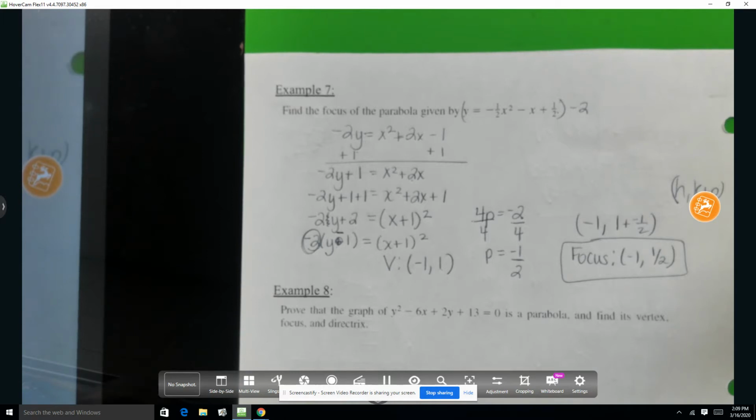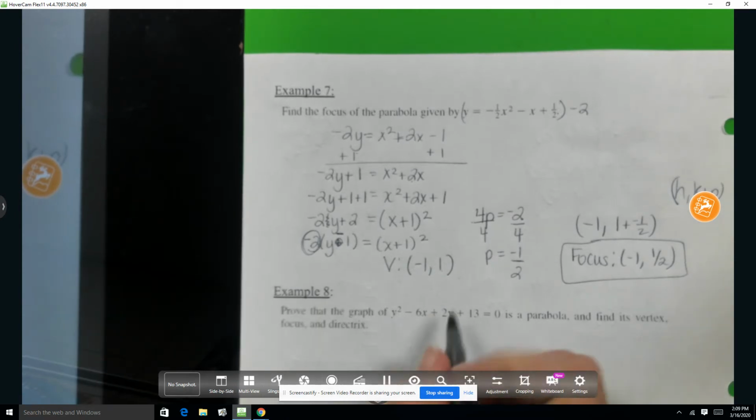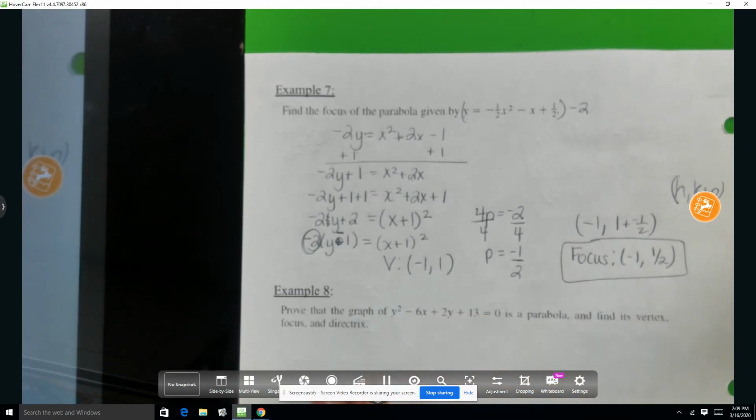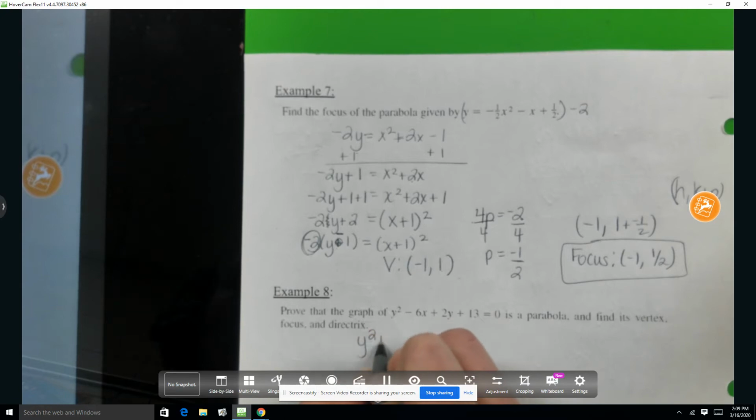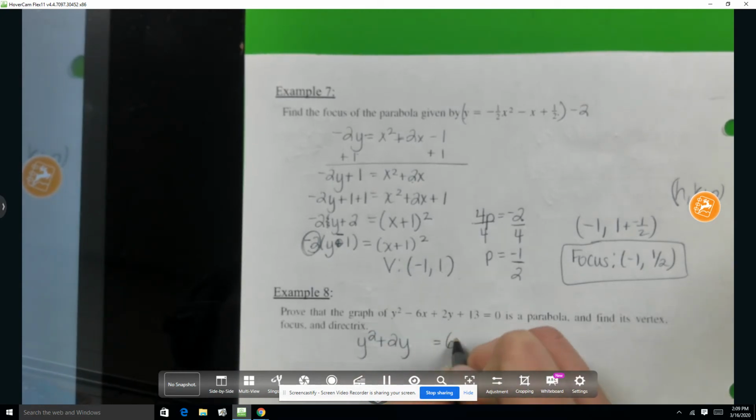On the next one, it says, prove that the graph of y squared minus 6x plus 2y plus 13 is a parabola. Find its vertex, focus, and directrix. So in order to prove this is a parabola, we're going to write it in standard form. So I am going to get all my y terms on the left-hand side and my x terms on the right-hand side. So I have y squared plus 2y equals 6x minus 13.